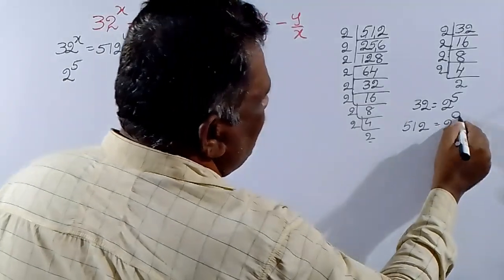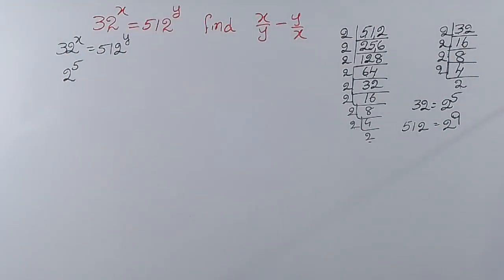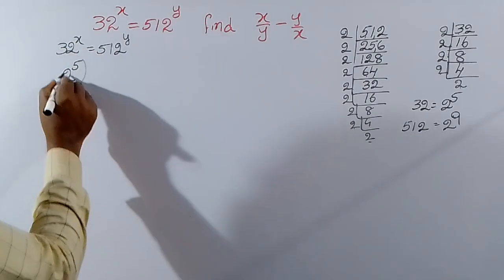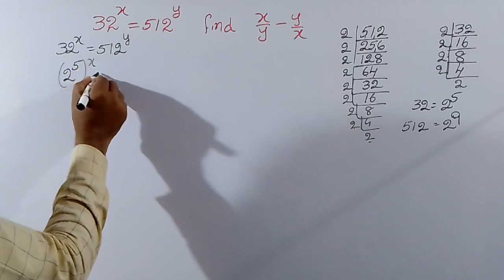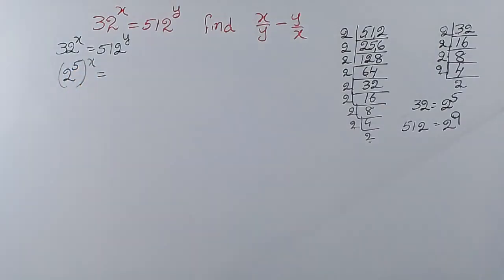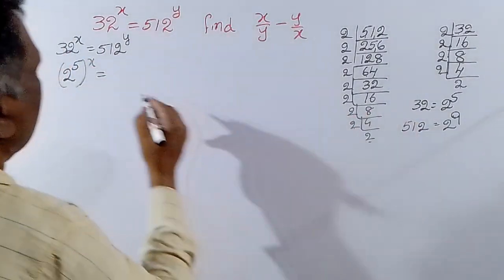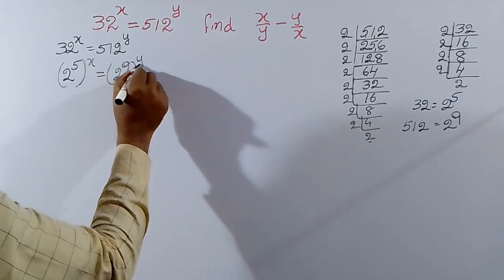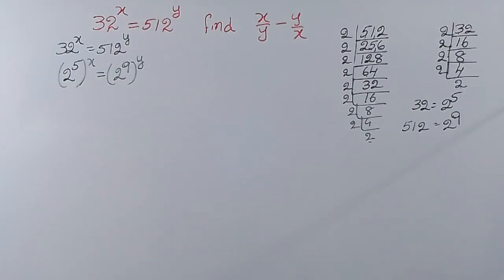2 power 9. So, 32 can be written as 2 power 5 whole power x is equal to 512 can be written as 2 power 9 whole power y. Okay, Andy? So, ila write chesukochu manam ippudu. 32 can be written as 2 power 5 whole power x and 512 can be written as 2 power 9 whole power y.